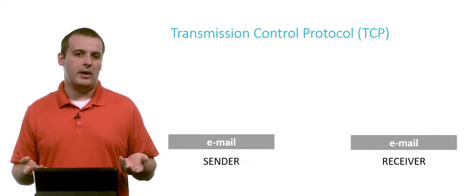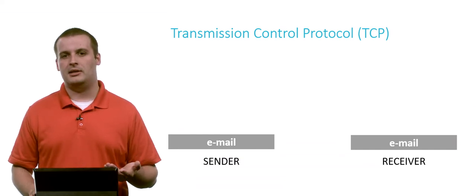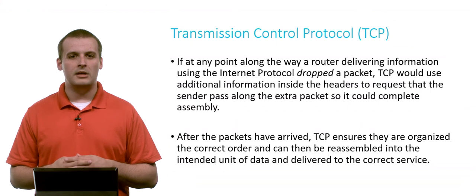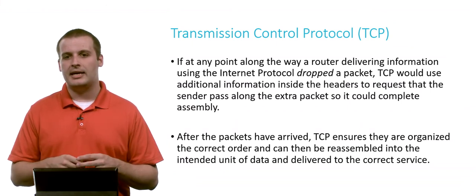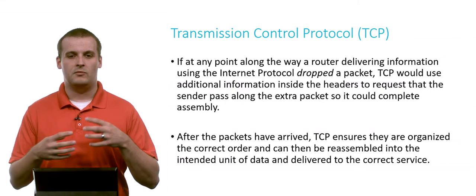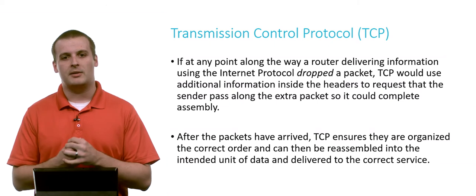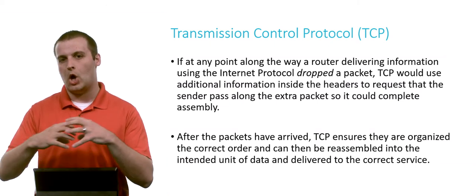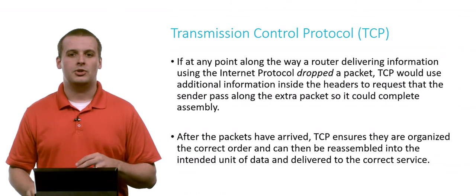And in this way, we've now sent an email from sender to receiver using TCP/IP. So as I said, if at any point along the way something went wrong, TCP can deal with it. It can make a request that the information gets sent back to it, and it can reconstruct the message. And once it's reconstructed the message from all of the packets it's received, then it can organize them and deliver them to the correct service. So that's TCP in a nutshell. That's how we guarantee delivery of information.